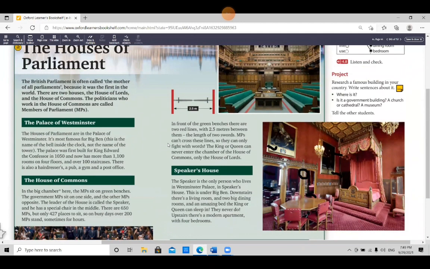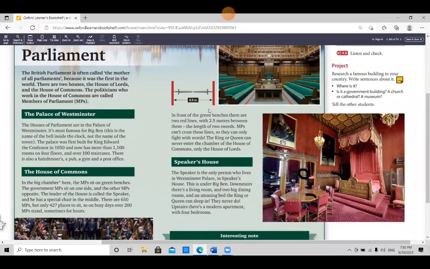So members of parliament cannot cross these lines. People who are sitting on these benches cannot cross these red lines to the other side. So they can only fight with words. If they are fighting, they can't have real fights, just with words. The king and the queen can never enter the chamber of the House of Commons. So the king and the queen are not allowed to be in this room, only the House of Lords. They can go to the other hall, but not this one.